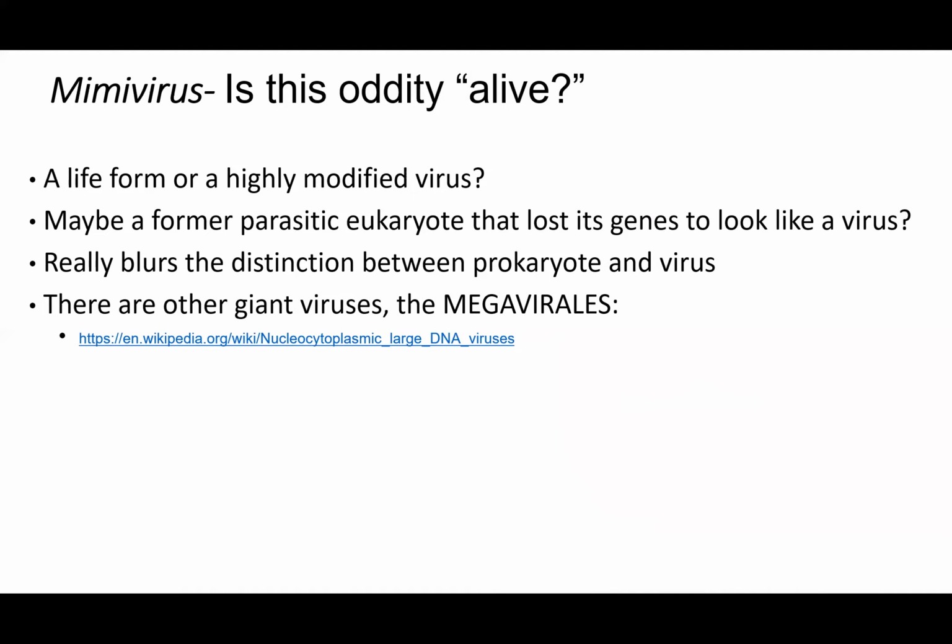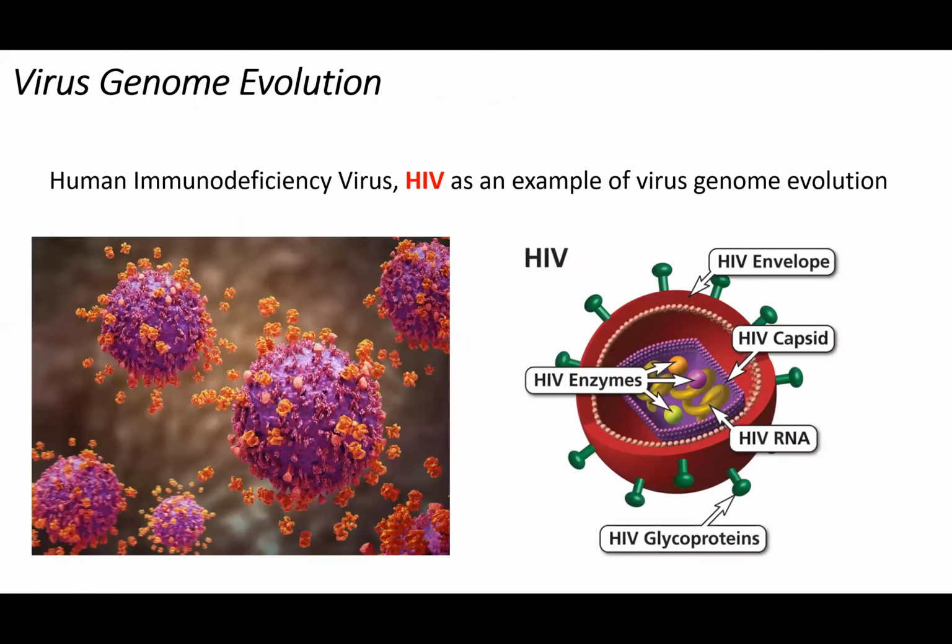That being said, Mimi virus is not the only large virus. There is a group called the Megavirales. You can take a peek at some of the viruses there. They are known to not really infect humans. They're known to infect amoebas and micro eukaryotes. So nothing for us to worry about at the moment, which is good, because we probably have enough to worry about at the moment with viruses.